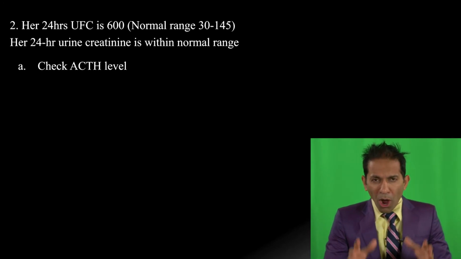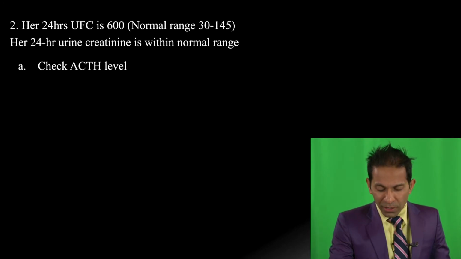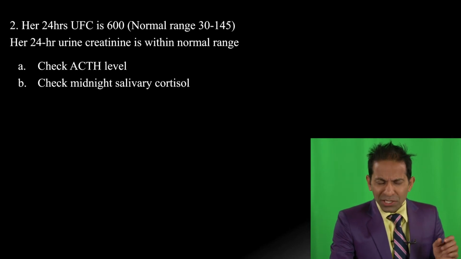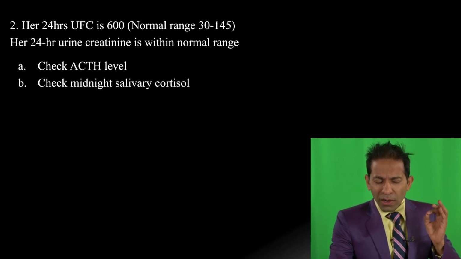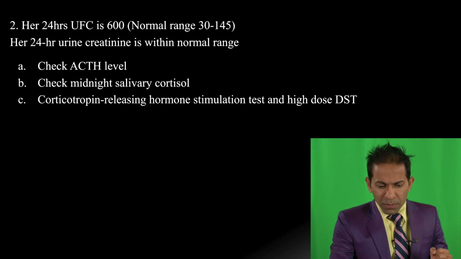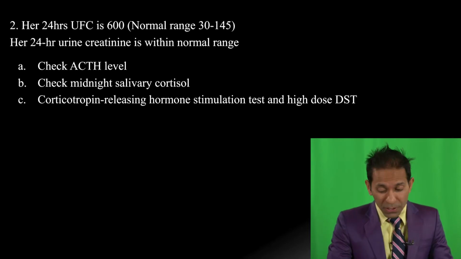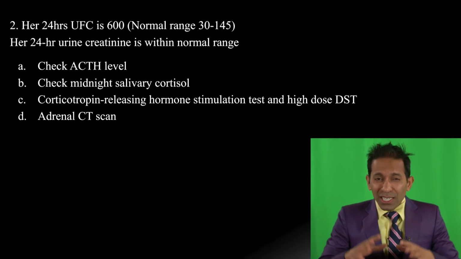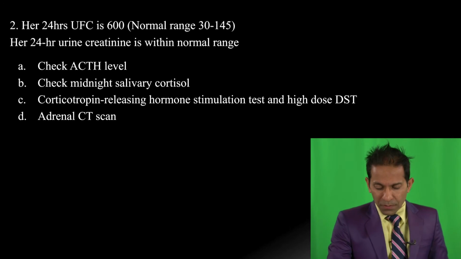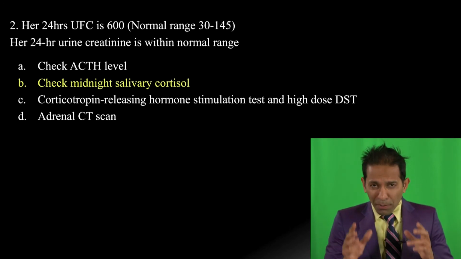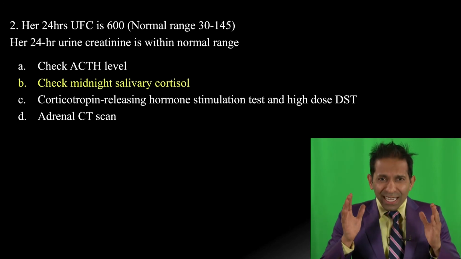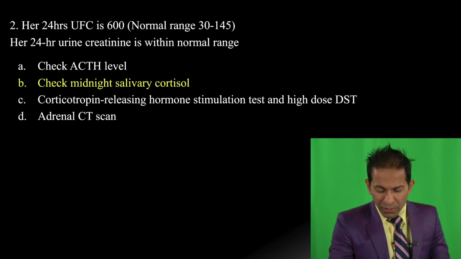So what would you do? Option A, check ACTH level. Option B, check midnight or late night salivary cortisol level. Option C, corticotropin releasing hormone stimulation test and high dose dexamethasone suppression test. Option D, do adrenal CT scan. So here the right answer is option B. We will do late night salivary cortisol level.